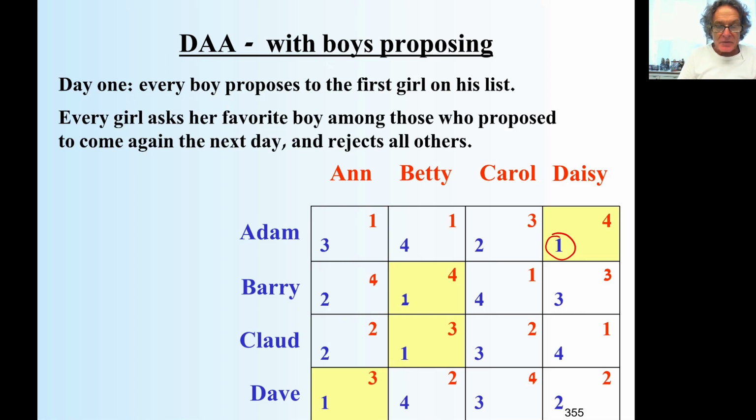Every girl asks her favorite boy among those who propose to come again the next day, or to stay. I use the version: stay with me unless I'm going to reject you down the road. So if you like, come again or stay until I don't find somebody else better than you, and she rejects all the others. So Betty is going to reject Barry. And now the rejected boys, on the next day, go to their second on the list, because they were rejected by the first on the list. Here it's only one.